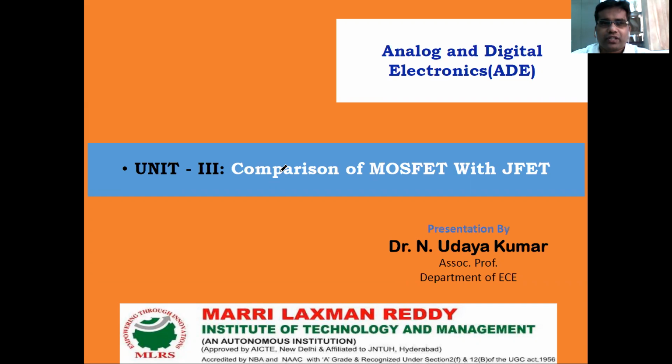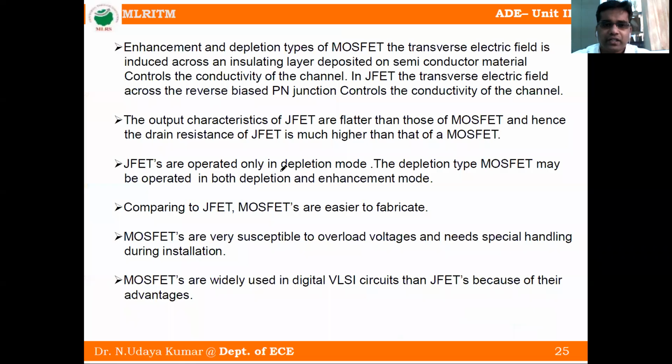MOSFET is of two types: one is depletion MOSFET, the other is enhancement MOSFET. MOSFET is also called IGFET. IGFET means insulated gate field effect transistor. We also call it MOST, which means metal oxide silicon transistor. We have seen this in detail in previous sessions. Now we will see the comparison of MOSFET with JFET.